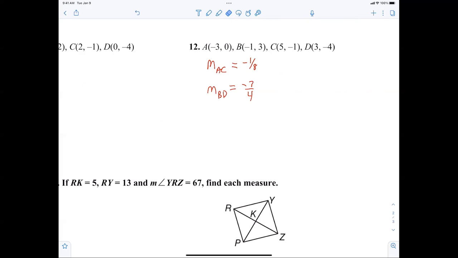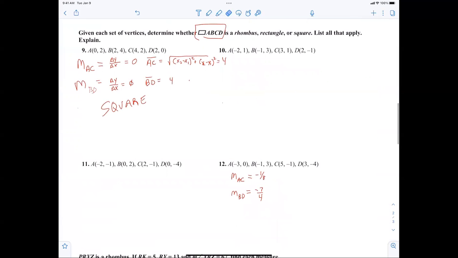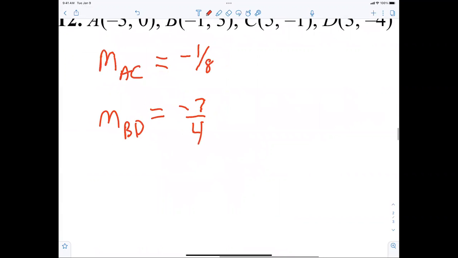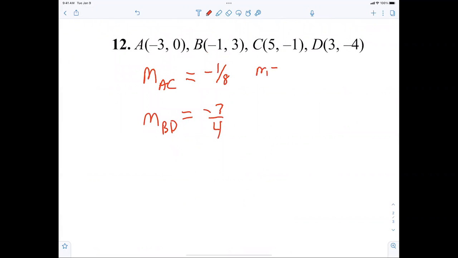So is it a rhombus or is it a square? Or neither? Neither, right? So now we just have to determine if it's a rhombus, a rectangle, or a square. I'm assuming it could be a rectangle. So now we're going to prove that it's a rectangle. Yes, Tanner, what's the matter? How do you find the slope again? Change in y, right? So again, m equals y2 minus y1 over x2 minus x1.